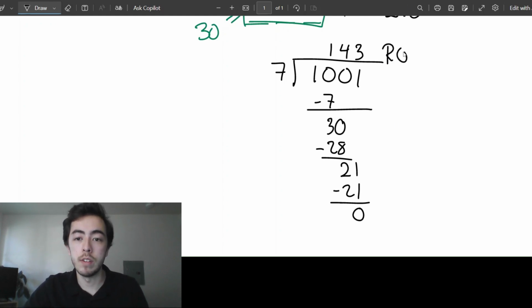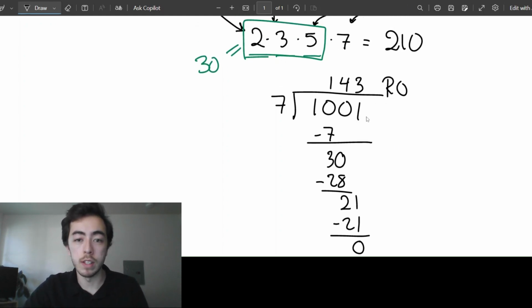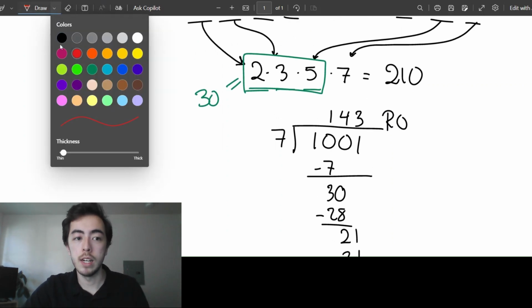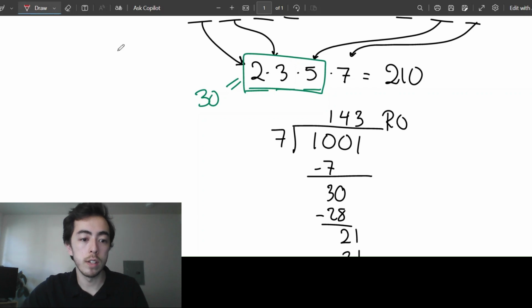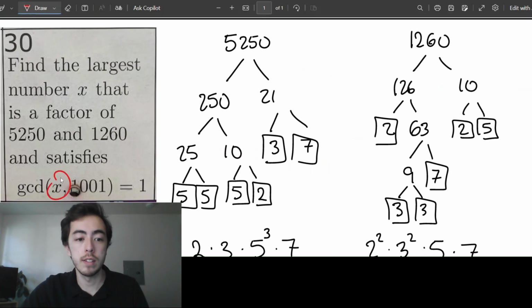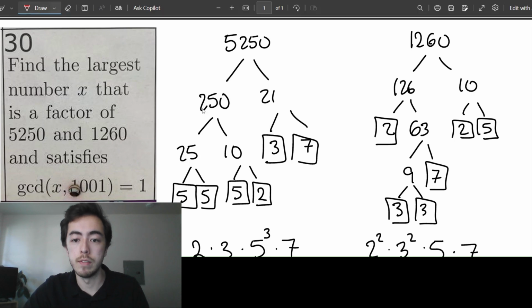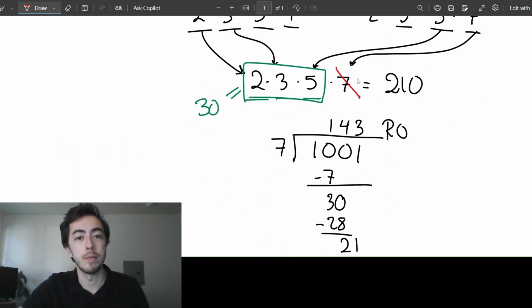So since 7 goes into 1001 evenly, it is a factor of the number. And since the greatest common divisor of our number x and 1001 has to be 1, that means they don't share any divisors besides the number 1. And so x cannot have the number 7 as a factor. So we can multiply 2, 3, and 5, get 30, and there is our answer for today.